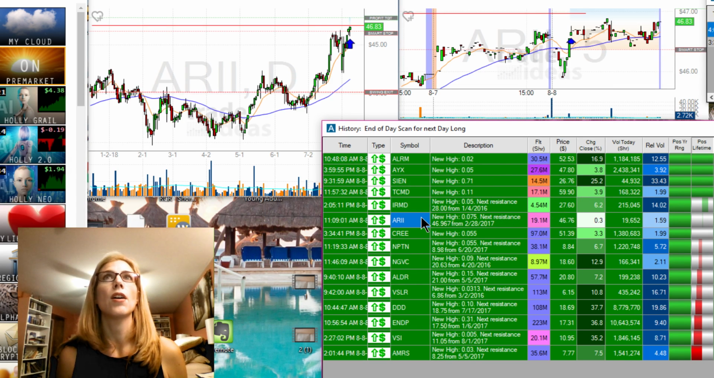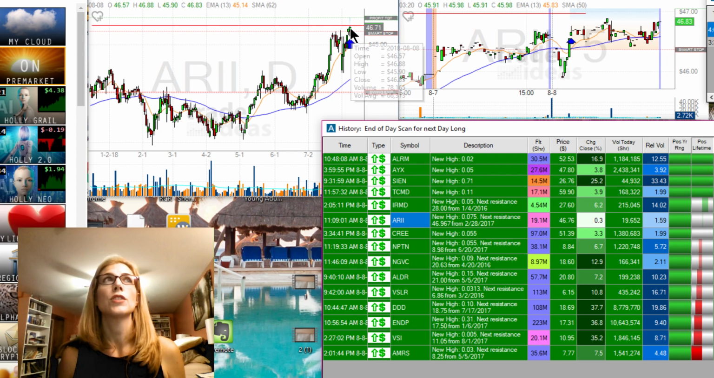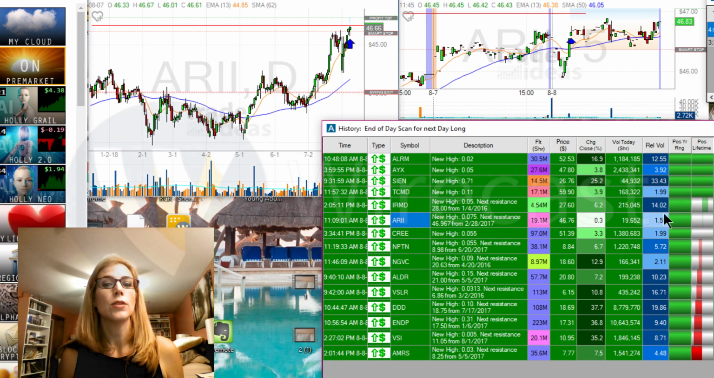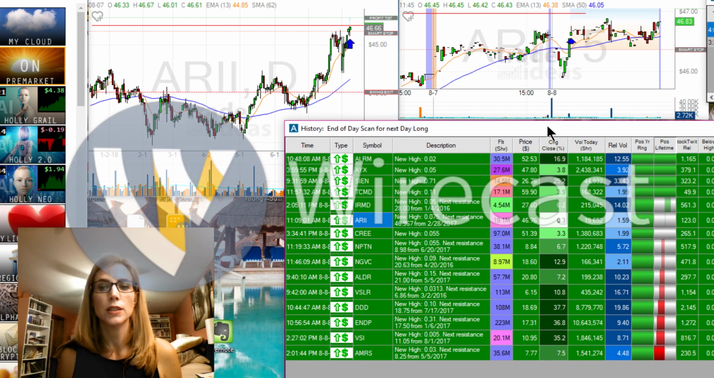Let's check on ARII. This one closed again at the top of the day. Lower float stock. This is also nice because it says the next resistance is 46.96. So basically the high of the day today is where we're looking, but it's not an overall breakout for the stock. Let me pull it over a little bit more so you guys can see it.